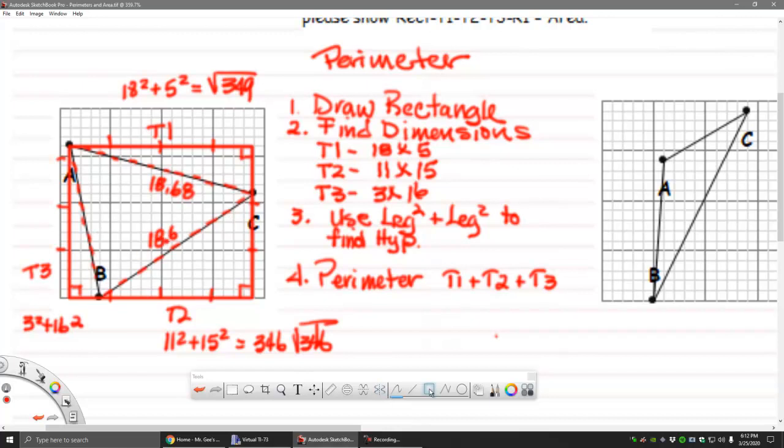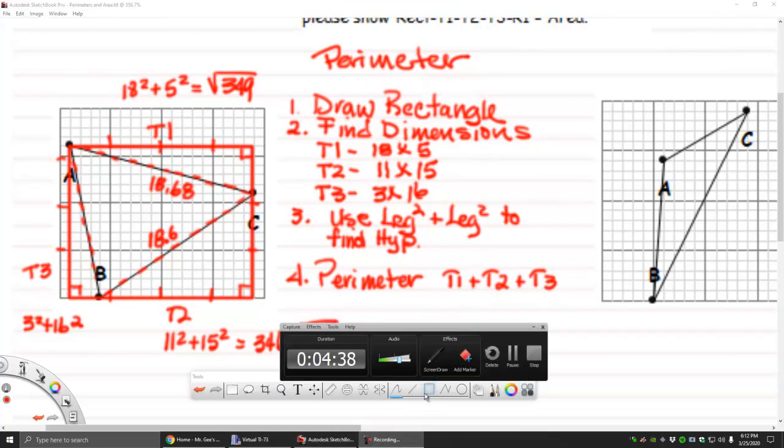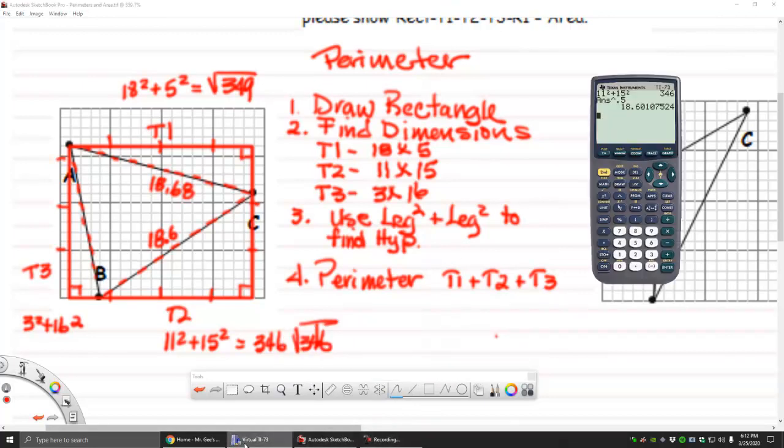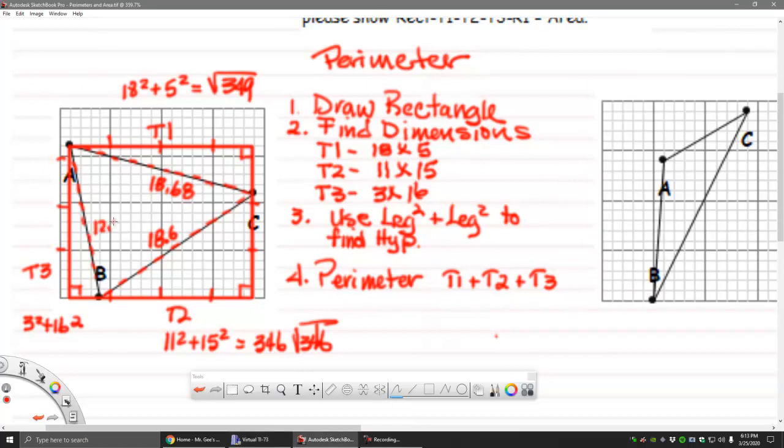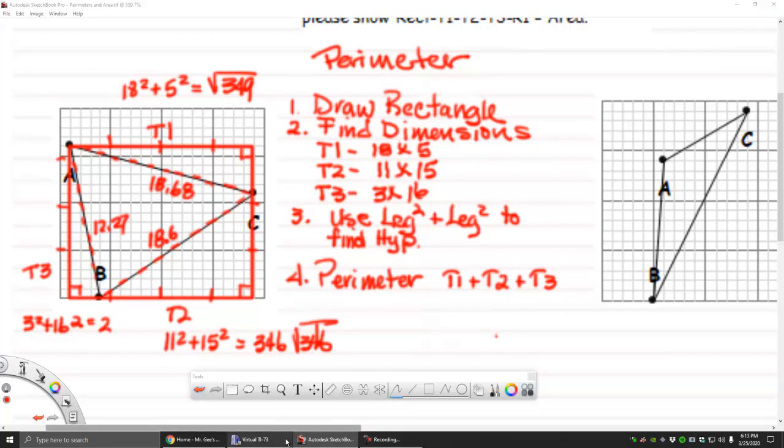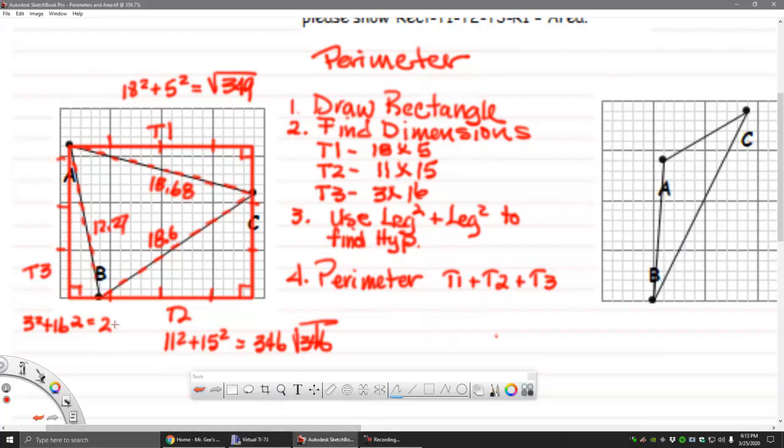Now I have to find the last one, and then we're almost done with this problem. So we'll take 3 squared plus 16 squared. And that gives me 265, and the square root of 265 is 16.27.